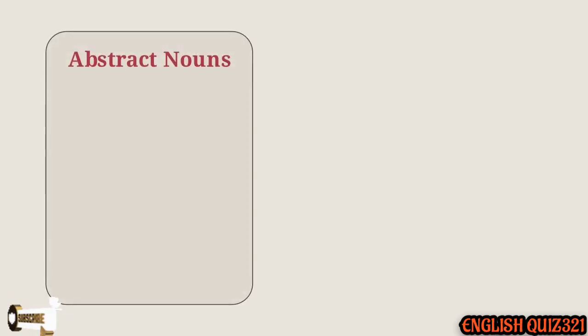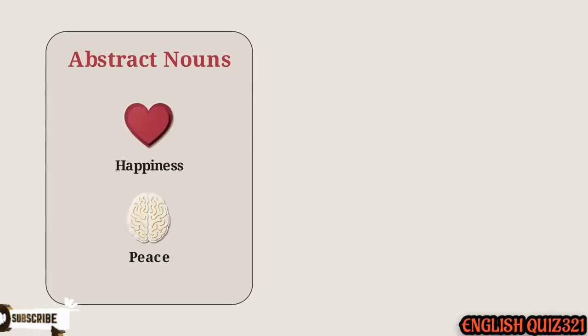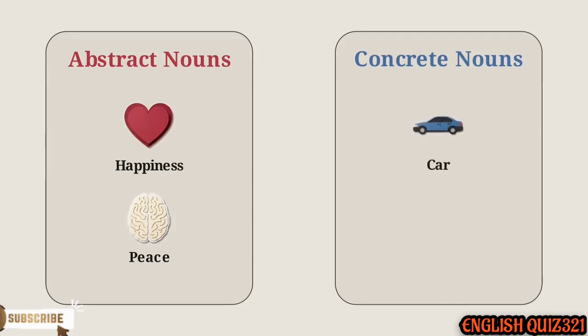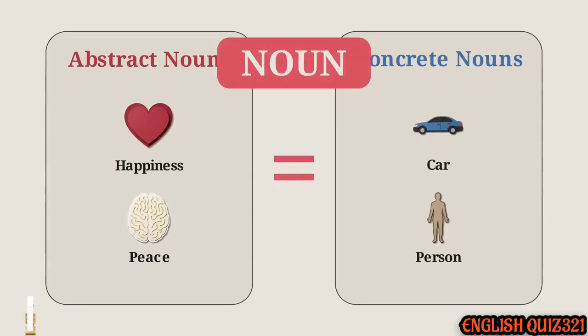But be careful here. In English, just like in Amharic, we have abstract nouns. These are things you cannot physically touch, like happiness or peace. Even though they are intangible ideas, they are still classified as nouns right alongside a car or a person.